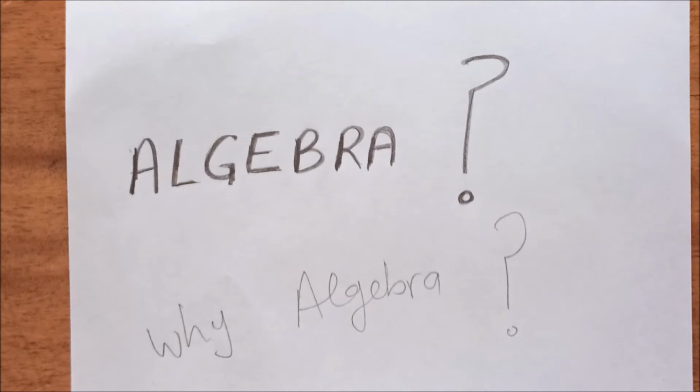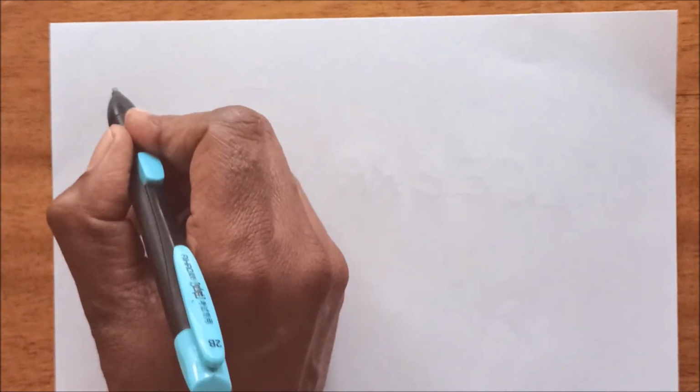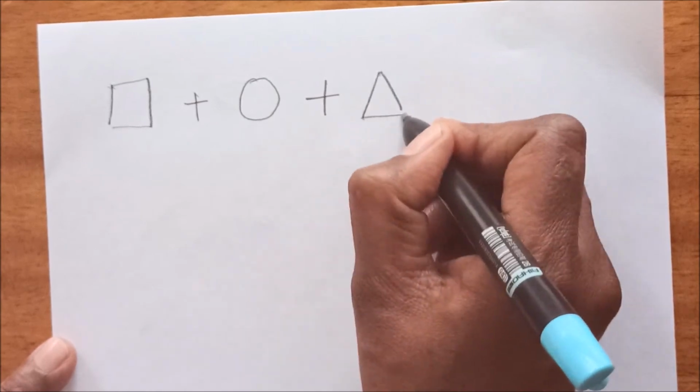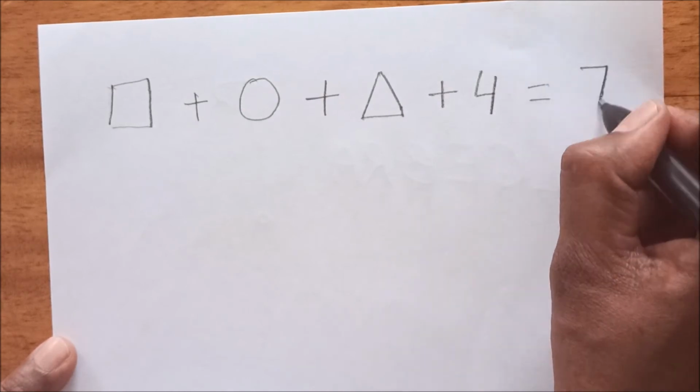The other question the students ask me: why algebra? Why not use shapes all the time? So let me give you one example. Suppose I want to write something down, I can denote this by different shapes as you do in primary. Like I take one shape plus another shape plus a triangle plus any number, 4, this gives you 7.